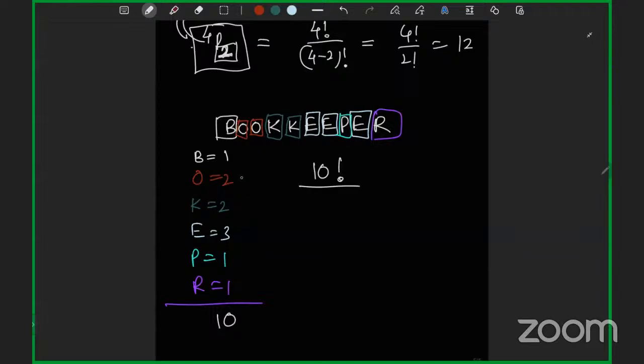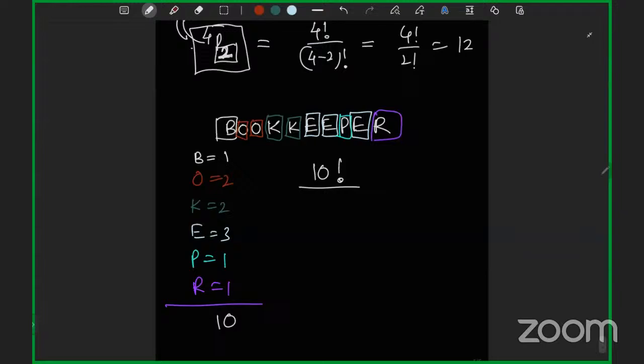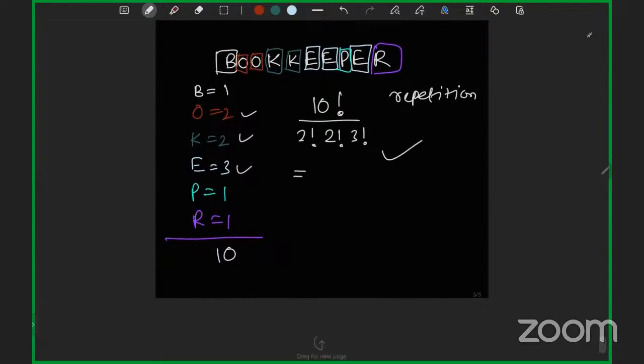But then there are groups forming, where the same element is coming, repetition is there, right? So now this is a case of repetition. In case of repetition, I need to divide it by this also. I'll write 2 factorial, 2 factorial, 3 factorial. And whatever answer comes up, maybe you can solve this.